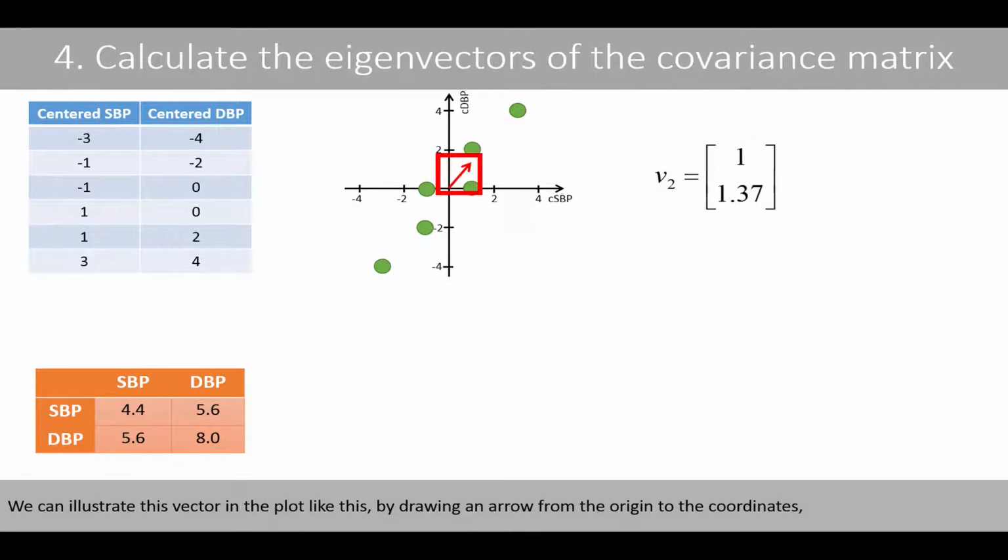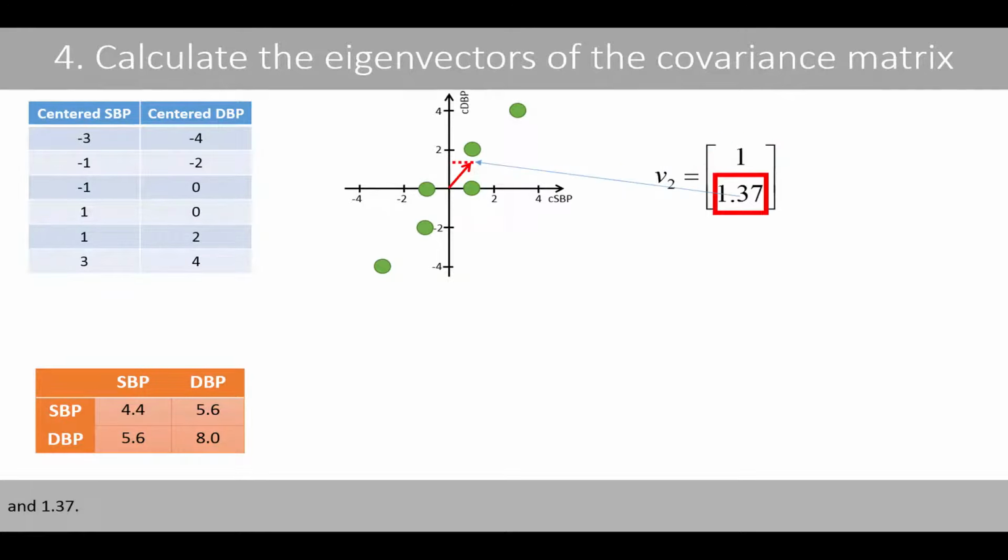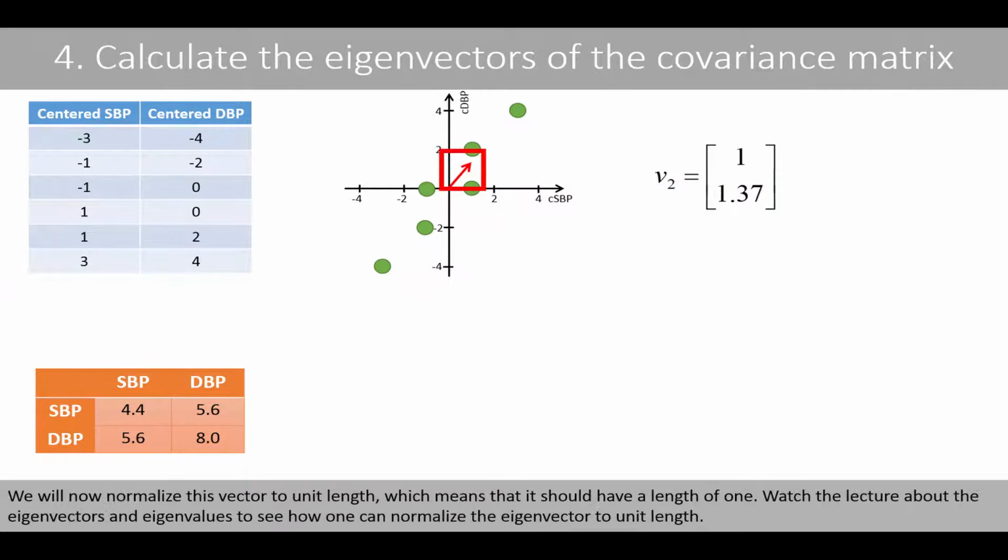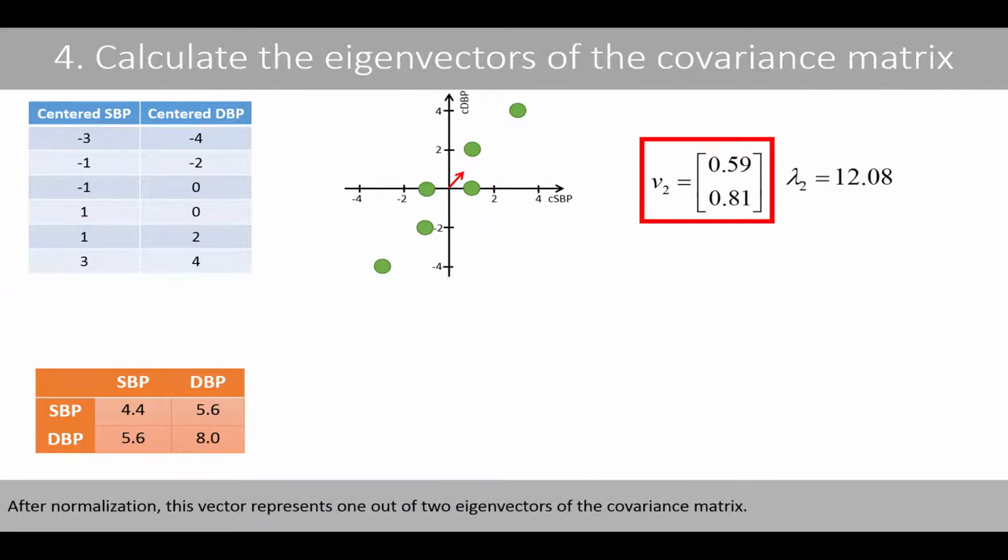We can illustrate this vector in the plot like this, by drawing an arrow from the origin to the coordinates 1 and 1.37. We'll now normalize this vector to unit length, which means that it should have a length of 1. Watch the lecture about the eigenvectors and eigenvalues to see how one can normalize the eigenvector to unit length. After normalization, this vector represents one out of two eigenvectors of the covariance matrix.